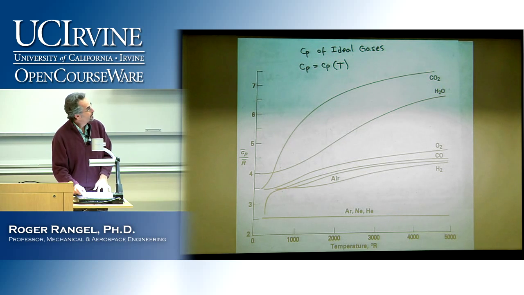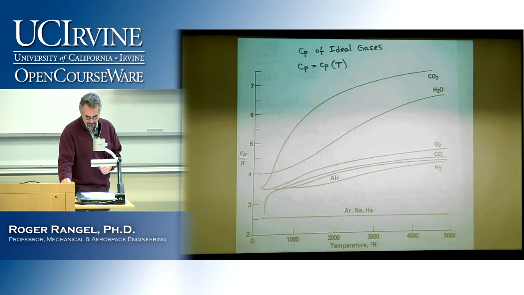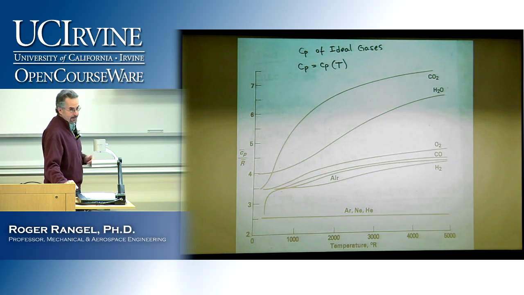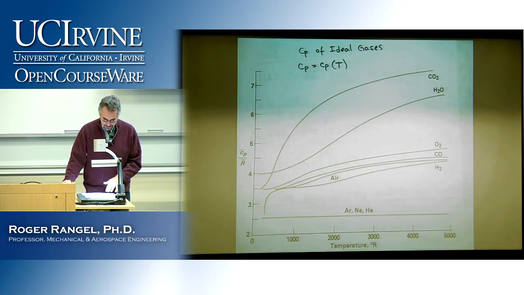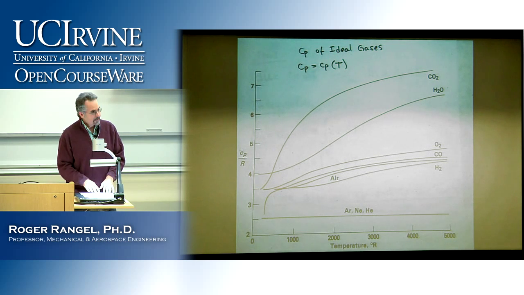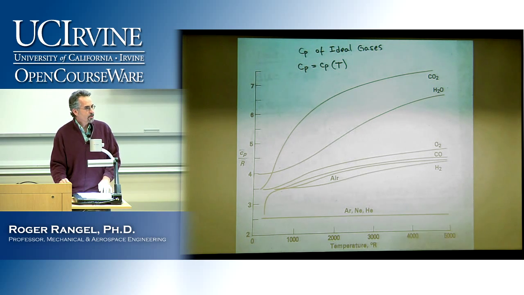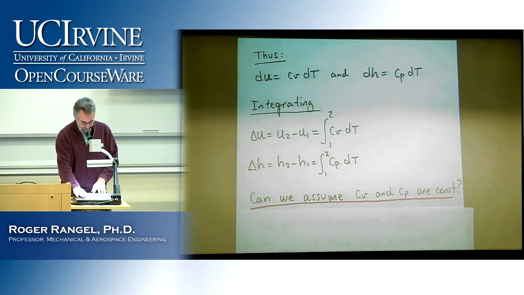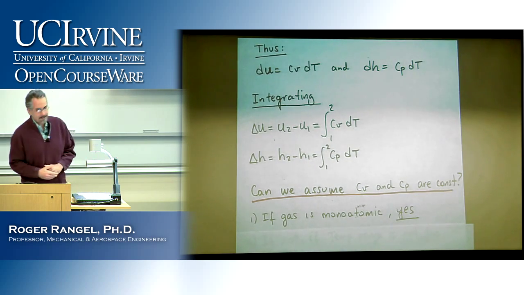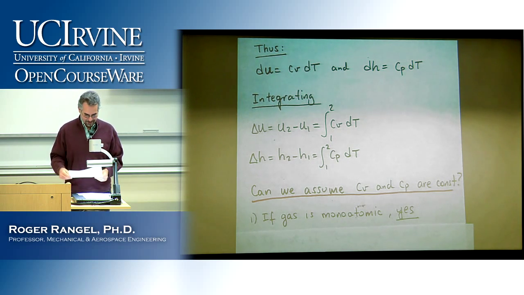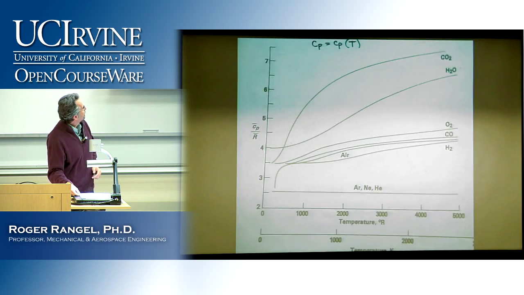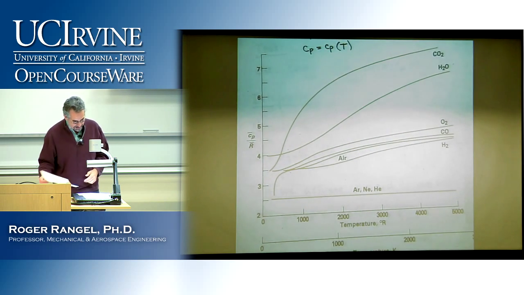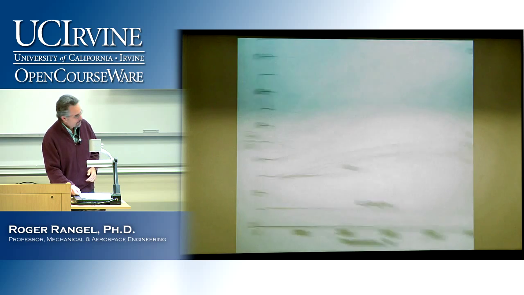These are diatomic. Normal oxygen, normal hydrogen. And these over here now have 3 atoms, triatomic. So it seems like the answer would be, if the gas is monoatomic, yes, because it's shown by real data that the Cp doesn't change. But what if it's diatomic? What if it's air? We do a lot of problems with air.